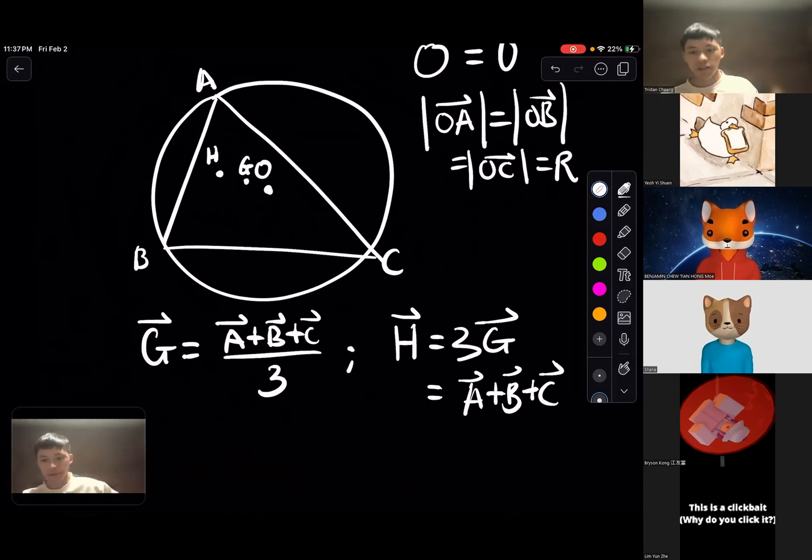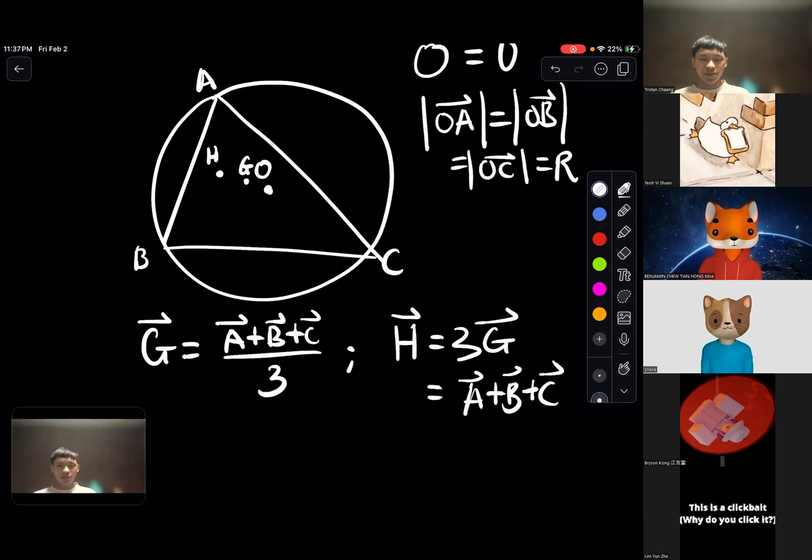Is A plus B plus C. So some of you might be wondering, why doesn't this imply that the barycentric coordinate of H is also 1, 1, 1? Because now it's A plus B plus C, and that's 1, 1, 1. And the reason is, first of all, 1, 1, 1, they don't add up to what? 1 plus 1 plus 1 is not 1. So it's a different expression of H in terms of A, B, and C.